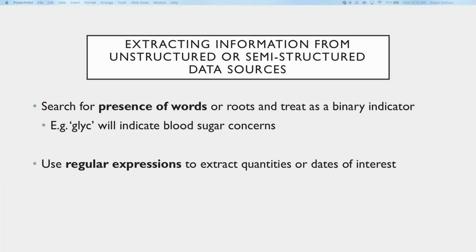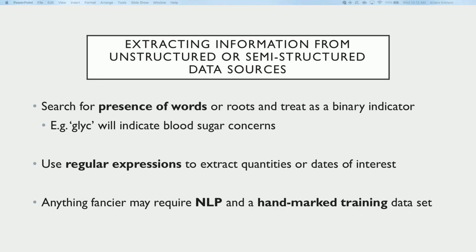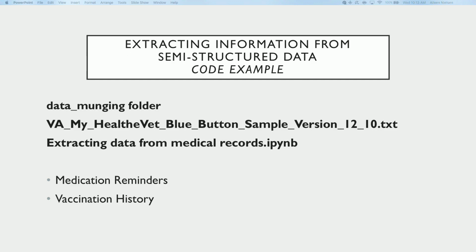So sometimes you'll get records, and that's what we're going to look at right now, where the data isn't entirely unstructured. They maybe come in rows where it says, date of surgery X, date of surgery X, and you can extract those and make them into easier to access data. Anything fancier is going to require some natural language processing and probably a hand-marked training data set. So that's something that's going to be fairly expensive, probably worth doing, but we're not going to talk about that today. So we're going to look at extracting information from semi-structured data, and we're going to do a code example.